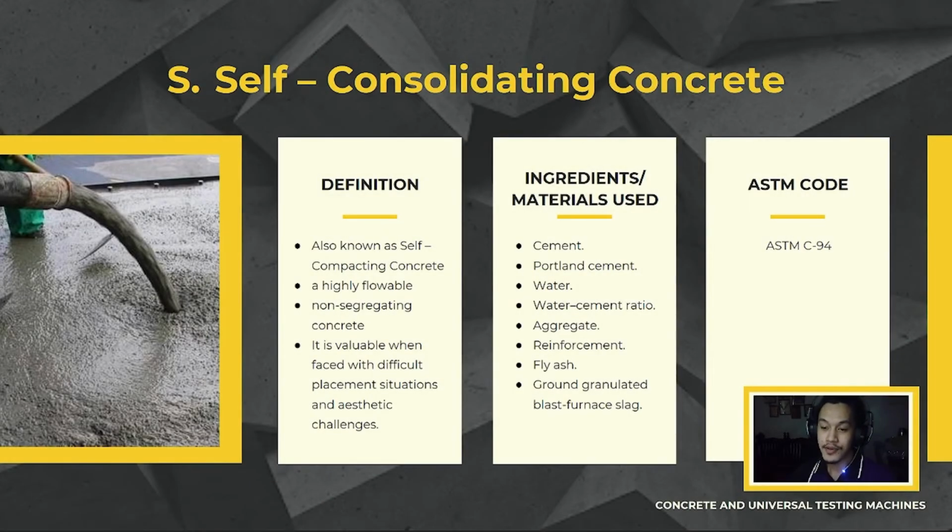Hi, I'm Frank Zamora and I'm here to continue chapter 4, which is types of concrete. So for our S, we have self-consolidating concrete, also known as self-compacting concrete. It is a highly flowable and non-segregating concrete. It is also valuable when faced with difficult placement situations and aesthetic challenges.